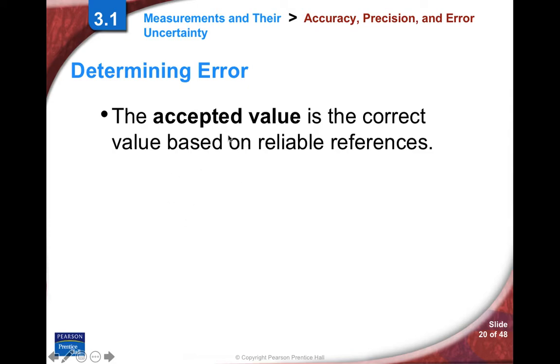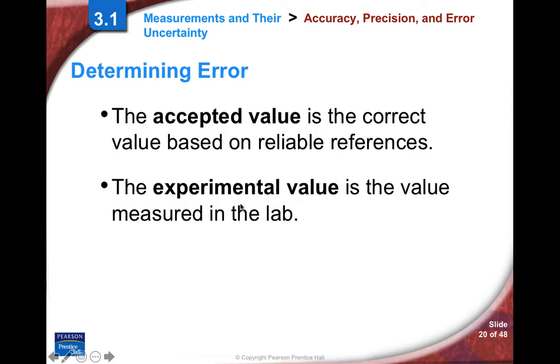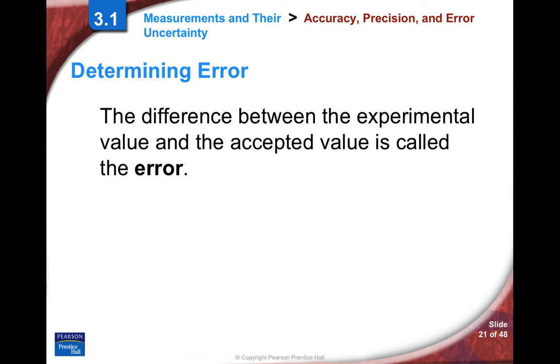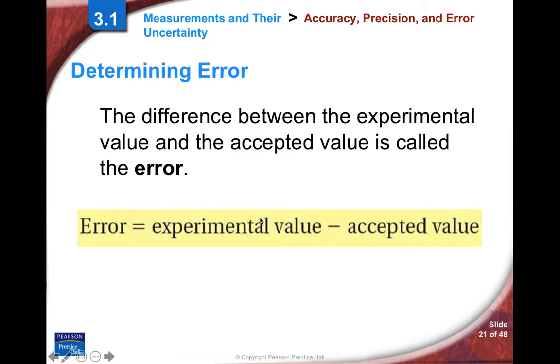Determining accepted error is the next thing that we do. If there is a known accepted value, you compare your experimental values to that. Of course, hopefully they're the same, but they might be off a little bit. And so we determine something called error. You take your experimental value, which you got in the laboratory, and you subtract from it the accepted value.